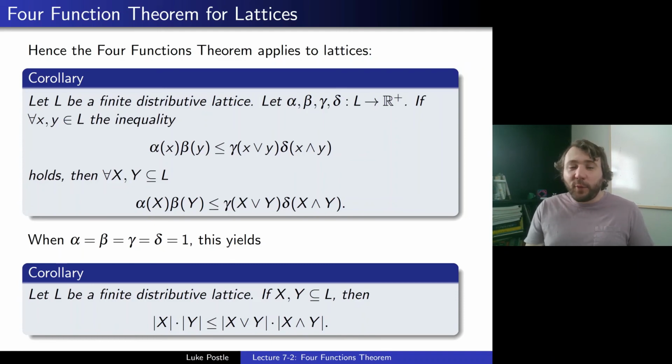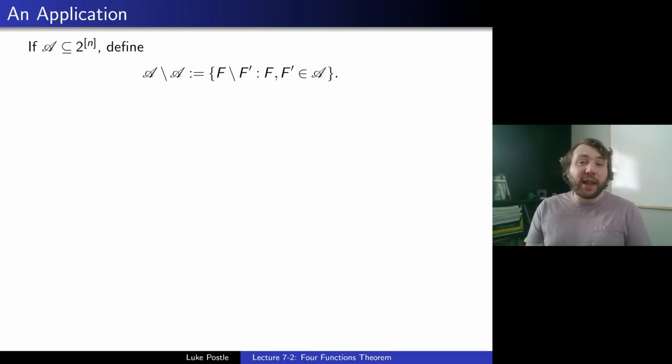Well, if you have 1 for each value, then alpha x is just the size of x, beta y is just the size of y, and similarly we have x join y and x meet y. So this is quite a nice corollary already of the four-function theorem: if you have this union-intersection closed family of sets, then x times y is at most the number of their unions times the number of their intersections.